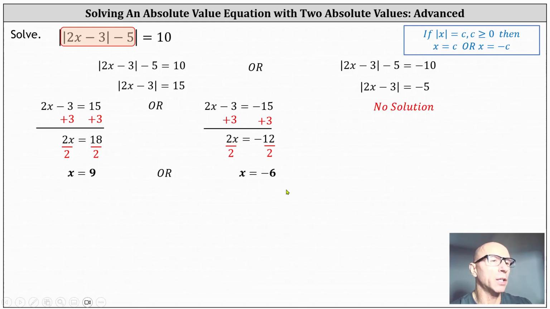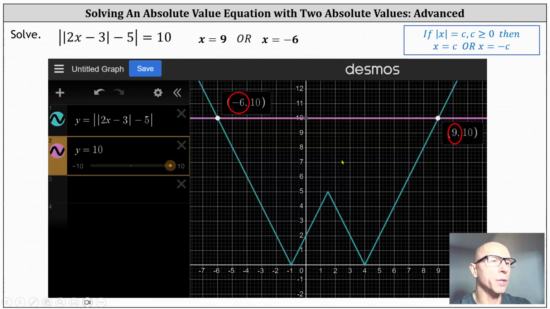Before we go, let's verify this graphically. To verify this graphically, we'll graph the left side of the equation, the right side of the equation, and then look at the x-coordinates of points of intersection. Using Desmos.com on the left, from the left side of the equation, we have y equals the absolute value of the difference of the absolute value of the quantity 2x minus 3 and 5, graphed in turquoise. And below we have y equals 10 from the right side of the equation, graphed in pink.